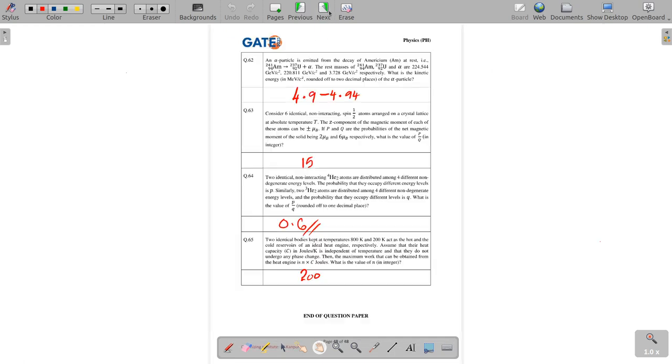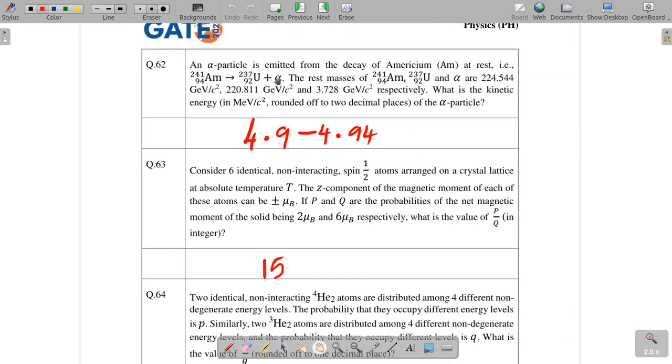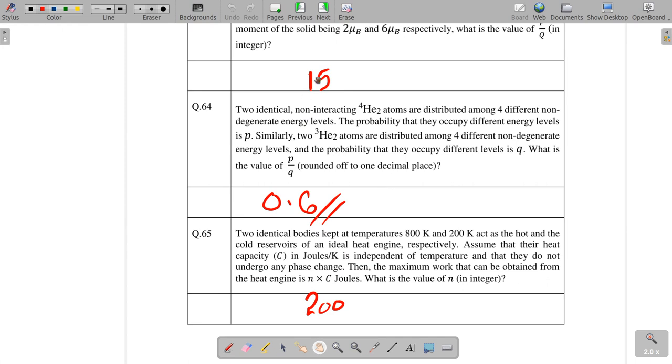Okay, so in this particular one, I am not discussing 62 and 63, but only 64. These are the options I got from the answer keys. Maybe in future sessions I will try to. As of now, I am not confident about the answers.